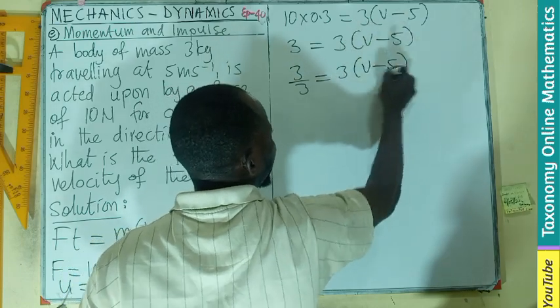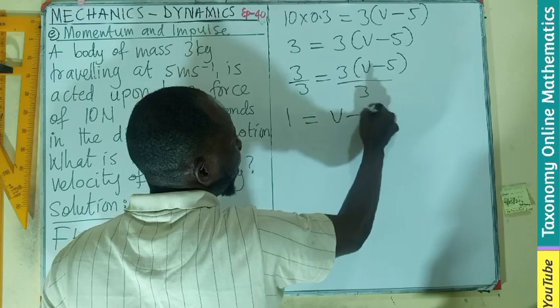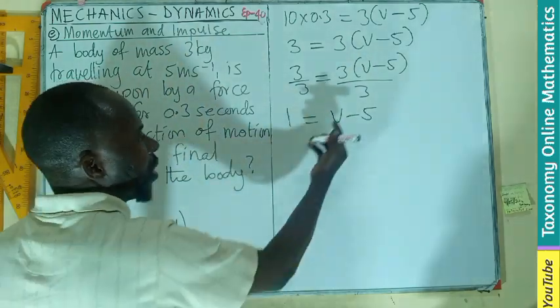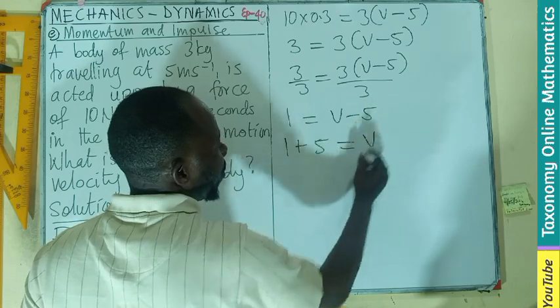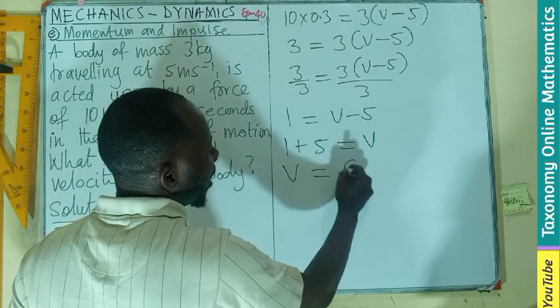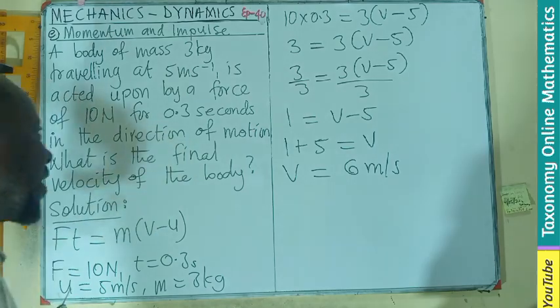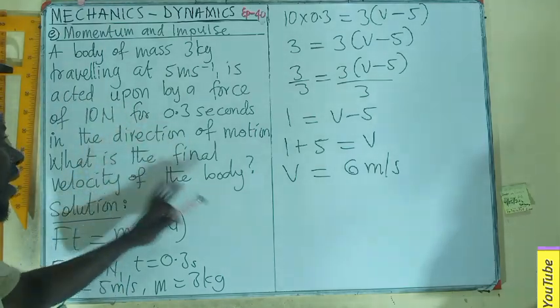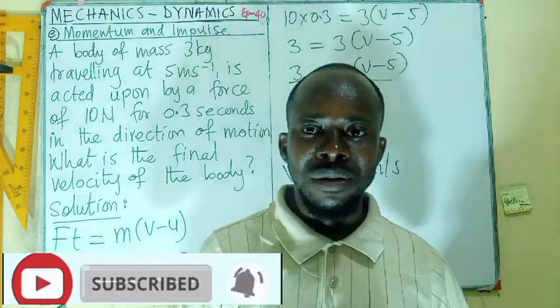3 on 3 gives 1, equals v minus 5. So we are bringing this in here as 1 plus 5 equals v. So v becomes 6 meters per second. We can say that the final velocity is going to be 6 meters per second. And I believe the concept is clear.